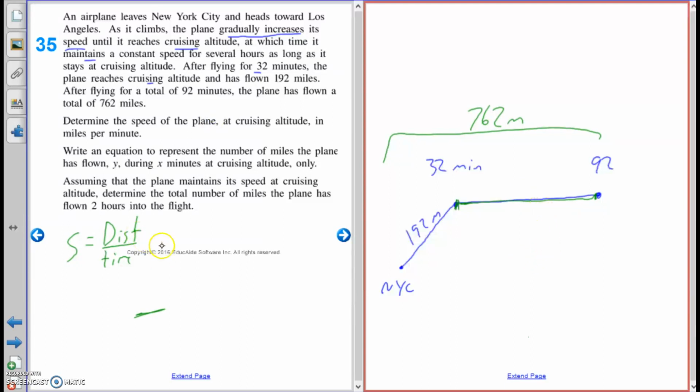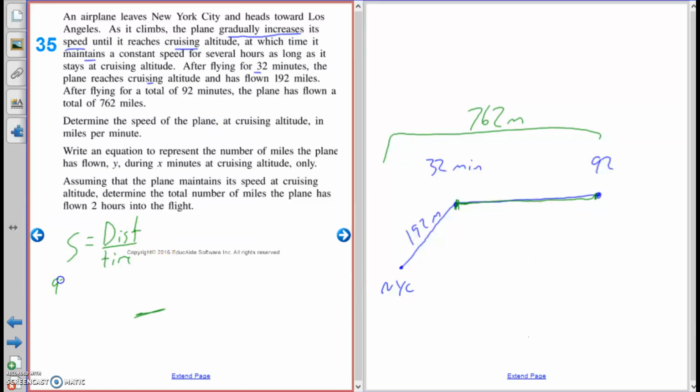We'll say that 92 minus 32 equals 60. So my speed formula is going to be divided by 60. And the distance, well, since we know the whole distance is 762 to the 92-minute mark, and it was 192 to the 32-minute mark, we need to subtract those.